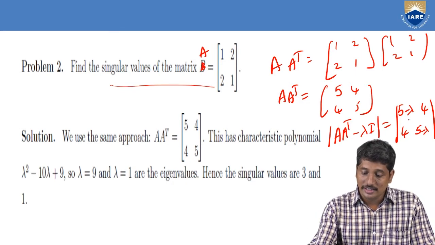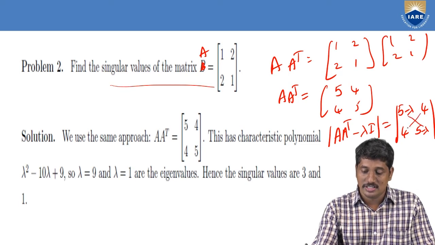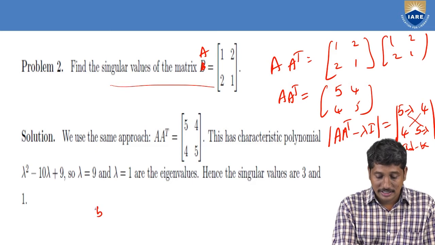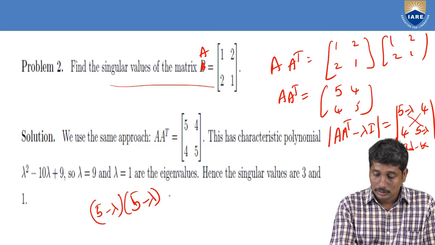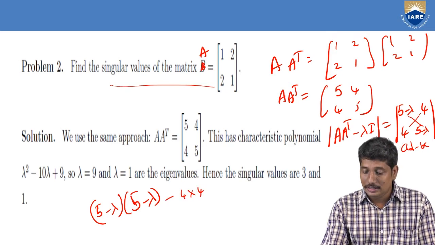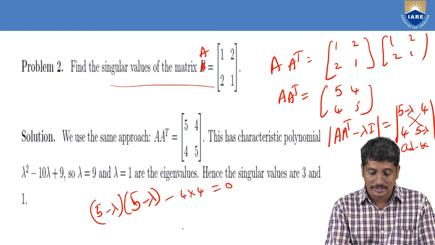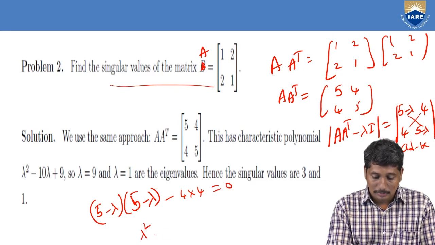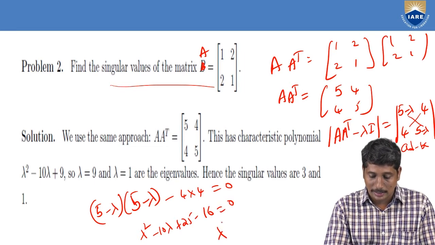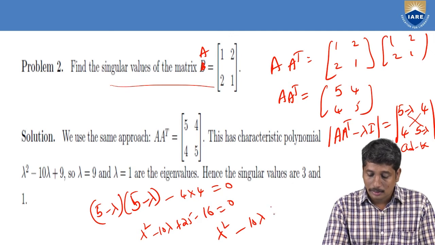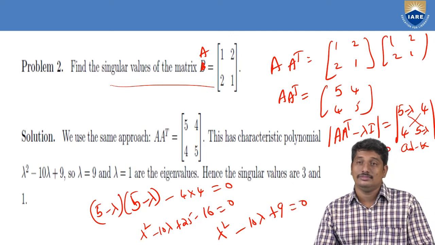When you expand the determinant with the formula AD minus BC, you get (5 minus lambda) into (5 minus lambda) minus 4 into 4. You equate this to 0, and you get the equation lambda square minus 10 lambda plus 25 minus 16 is equal to 0. That is lambda square minus 10 lambda plus 9 is equal to 0.